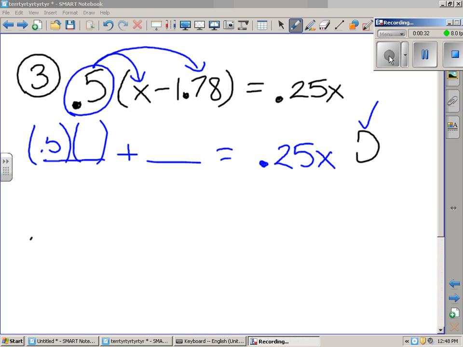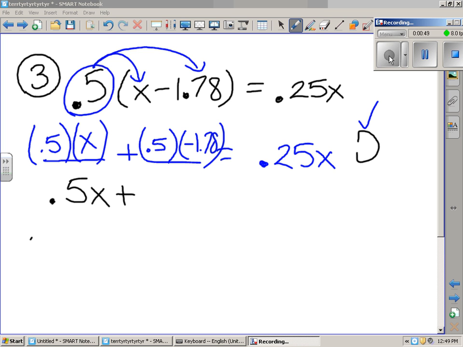You want them to be large enough so that you can always see them clearly. So 0.5 we multiply by x, and then we take the 0.5, or the 1/2, and we multiply it by the negative 1.78. In the next step, we simplify. 0.5 times x is 0.5x. Then 0.5 times negative 1.78 is going to give us 0.89, and that's equal to our 1/4 x.